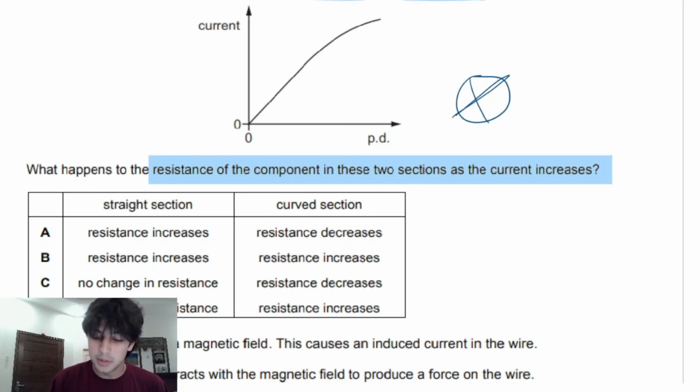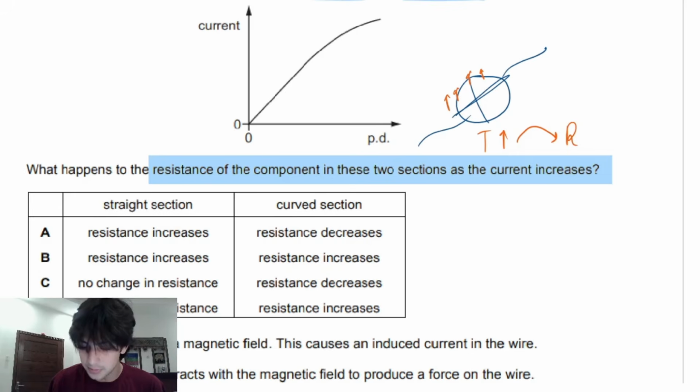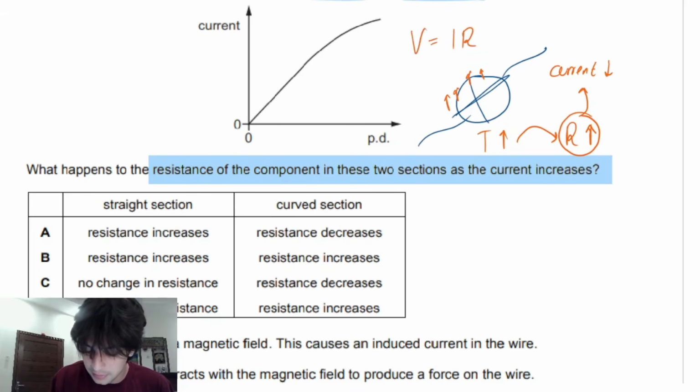In the filament lamp, the current passing through it initially is going fine, but after some time, the temperature of the bulb increases. And when the temperature increases, that directly translates to the resistance of the component increasing. And when resistance increases, that leads to the current decreasing. Why? Remember the equation V is equal to IR. If we make I the subject, I is V over R. And if the voltage is constant from the battery, if the resistance is increasing, I should decrease because it's an inverse relationship.